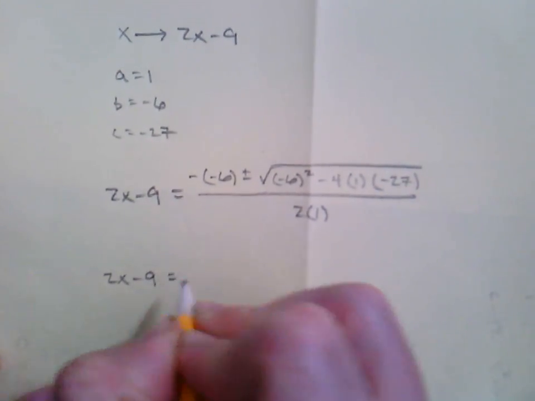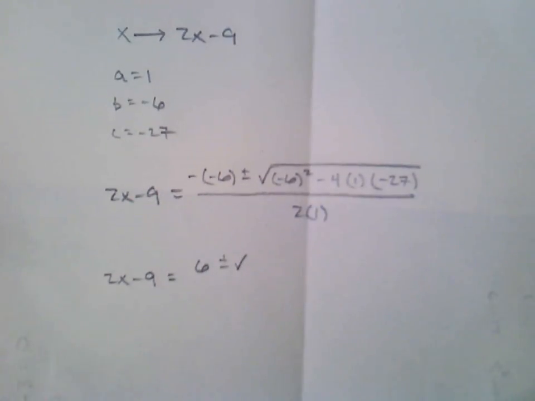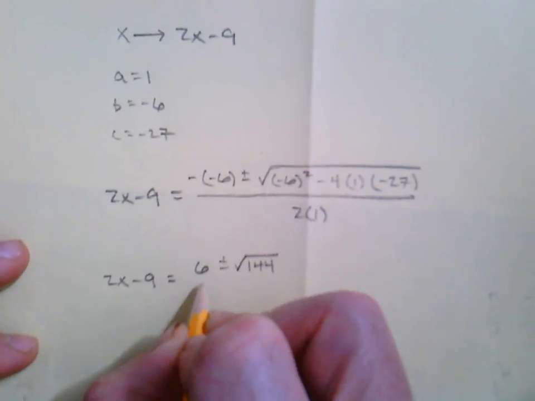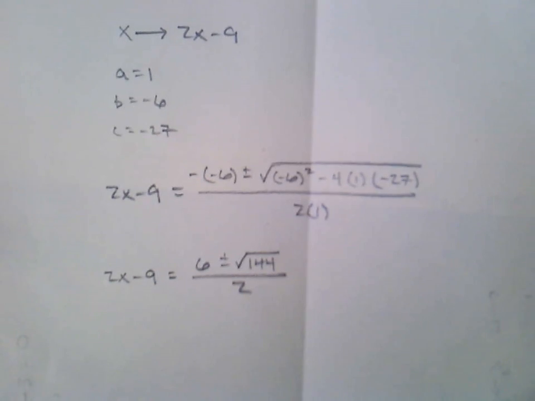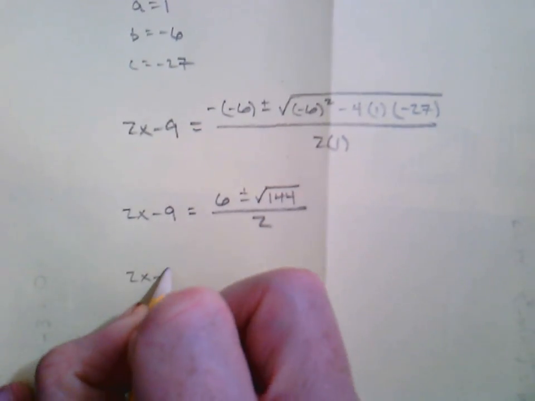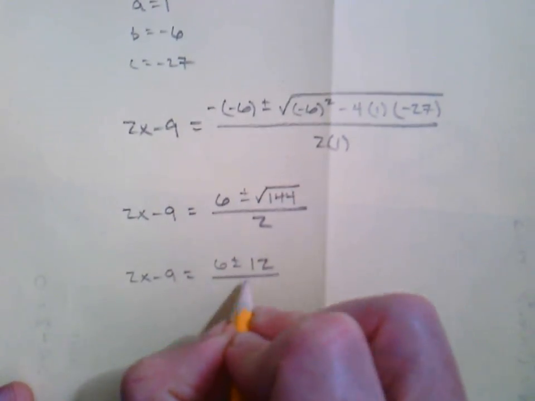2x minus 9, copy that. This will become positive 6. What is underneath that square root? I'm just going to type this whole thing in. I got positive 144. And 2 times 1 is 2. This is going to work out pretty well. Square root of 144, you might know to be 12.